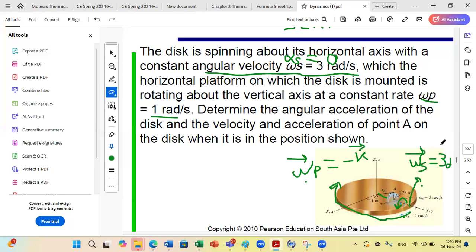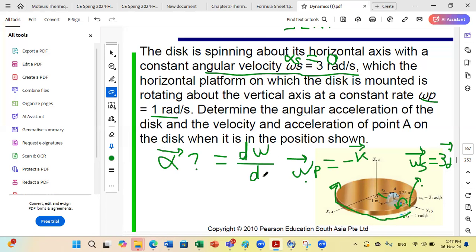Okay. Now the question first is to determine the angular acceleration of the disk. Whenever they tell you alpha and they don't mention anything, it's the absolute value, meaning alpha measured in a fixed frame, big X, big Y, big Z. Okay. We said that to be able to find alpha, we should go back to the definition. First, we know that alpha is the derivative of omega total with respect to time.